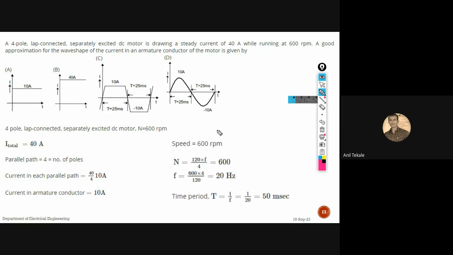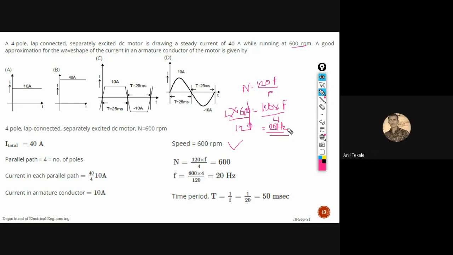Now next, speed is given: 600. So from the speed, can we calculate the frequency? What is the formula? N is equal to 120F divided by P. So 600 is equal to 120 into F divided by 4. So this 4 goes to this side and 120 comes to the downside. So F is nothing but 5 into 4, that is 20 hertz. Is it correct?